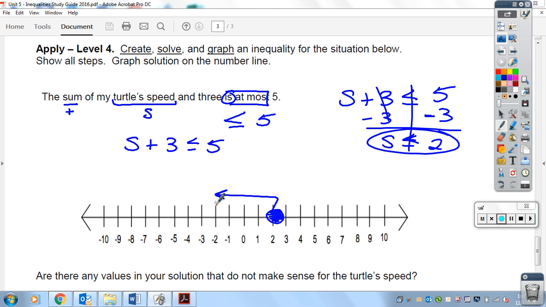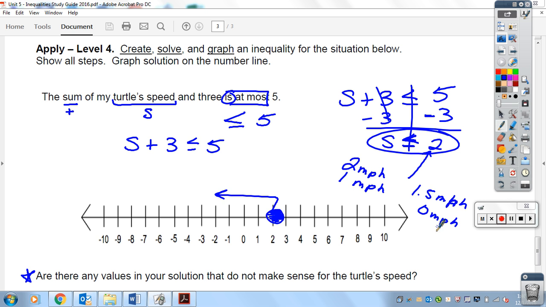But here's my problem. Let's look at this question down here. Are there any values that do not make sense for the turtle speed? Now let's think. We've done this before. We talked about what this answer means. This answer represents the speed, which means the speed of the turtle is less than or equal to 2, which means the speed could be 2 miles per hour. The speed could be 1 mile per hour. It could be 1.5 miles per hour. Anything below 2 it could be. It could be 0 miles per hour.